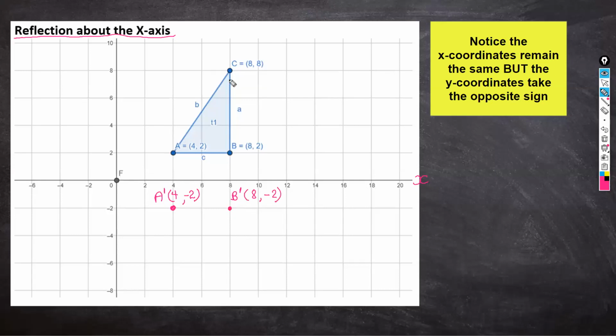And let's try C quickly. What would be the value of C if it gets reflected? It's 1, 2, 3, 4 blocks away from the mirror. So on the other side, it should be 1, 2, 3, 4. It should end up down here. And you're going to get 8, -8. Look at it. -8 on the Y, +8 on the X.